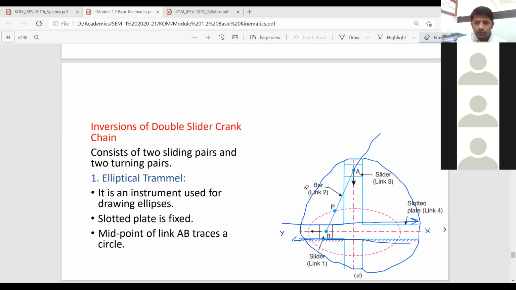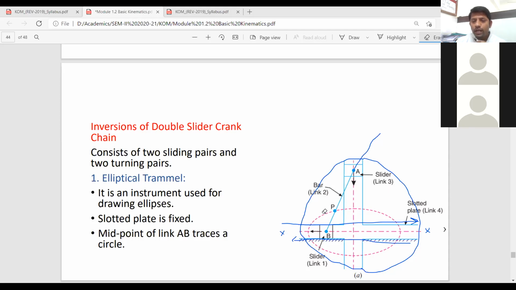So see what will happen, as we discussed, any point on link AB will be moving in an elliptical path, except the point which is in the middle of the link AB, which is called the midpoint of link AB. If you see the path of the midpoint of link AB, you will find that its path is a circle. The midpoint of link AB will traverse or make a circle.